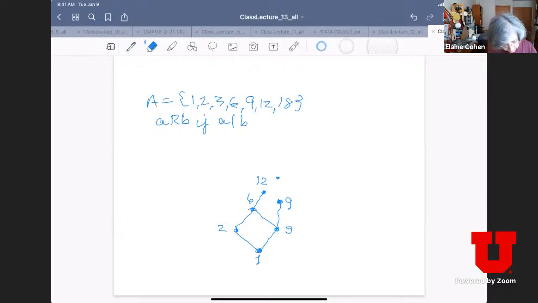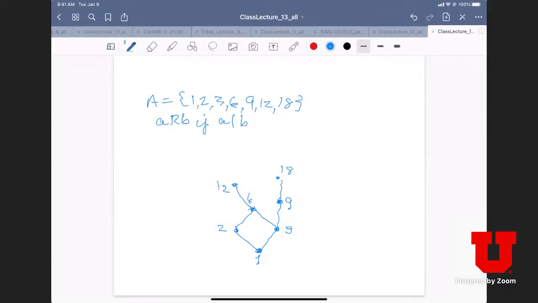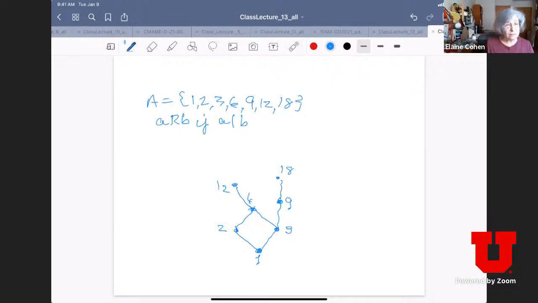I think I better do this a little bit differently so I can fit it all in. Okay, so who divides 18? 9. 9 divides 18. What about 6? Yeah, it also divides. Notice we don't have to look further down. We don't have to look at 2 or 3 because 2 and 3 are in 6 and 9 respectively. So this would be the Hasse diagram for this relation.